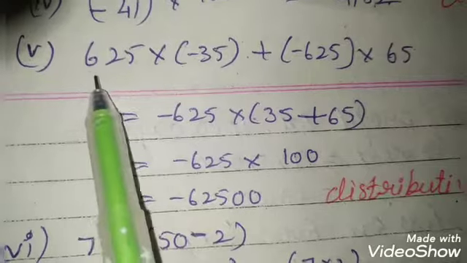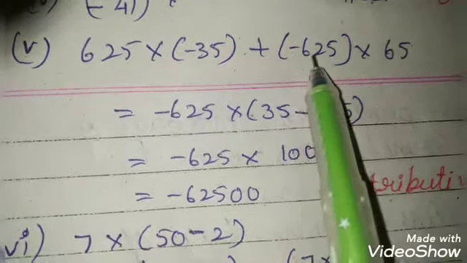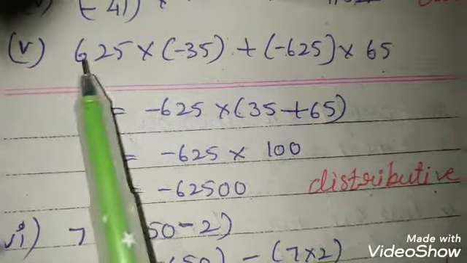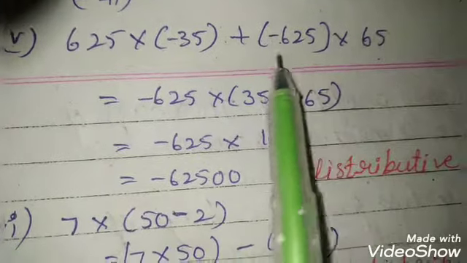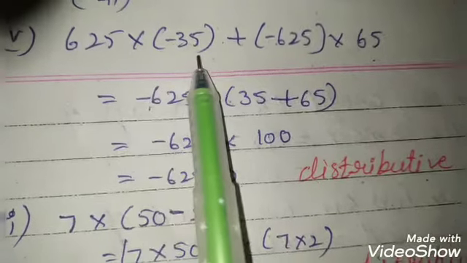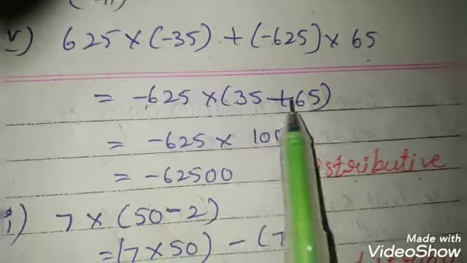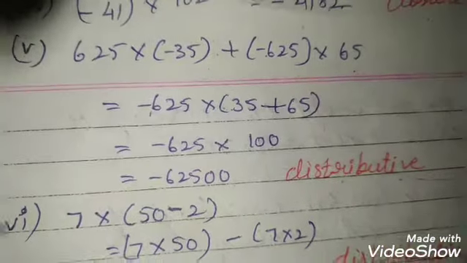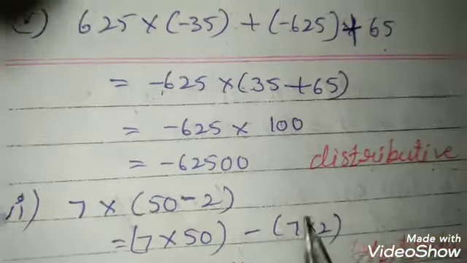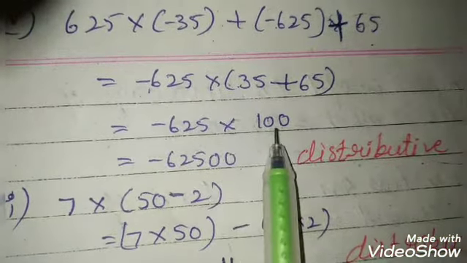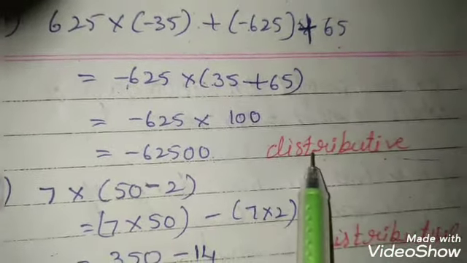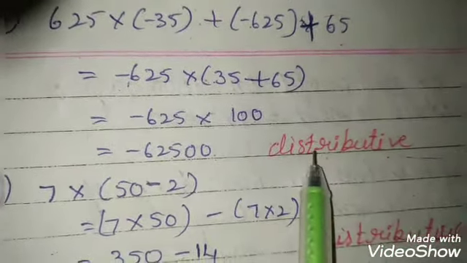Next one, 625 into minus 35 plus minus 65 into 625. So here also 625 is common. So minus 625 plus into minus, minus 35 plus 65. Sorry, this is minus 625 into 100. So minus 62,500 is the answer, and this is under distributive property.